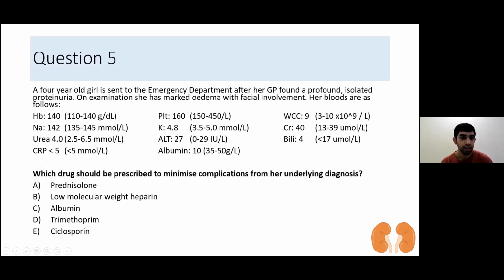Question 5. So you have a 4-year-old girl in the emergency department and she's got profound proteinuria. She's got marked edema, which is also present on her face, and her bloods are shown below. So we'll give about 1.5 minutes for this question. And the question is, what drug should you prescribe?